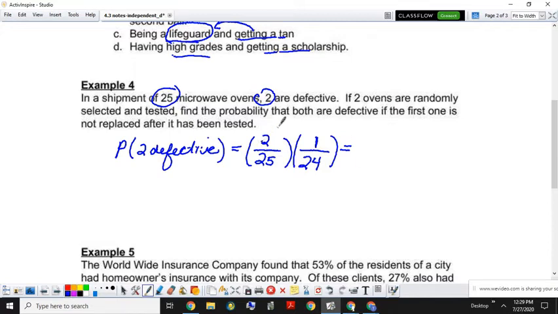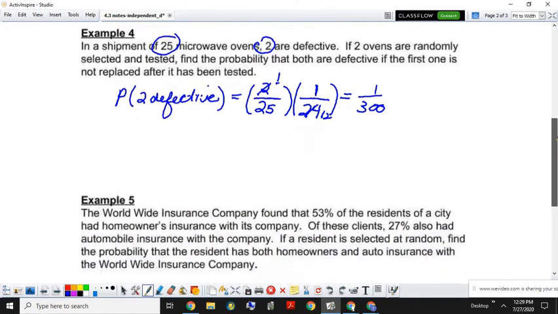You can cross simplify, or you can just put it in your calculator. This comes out to be 1 out of 300. All right, so let's look at this.